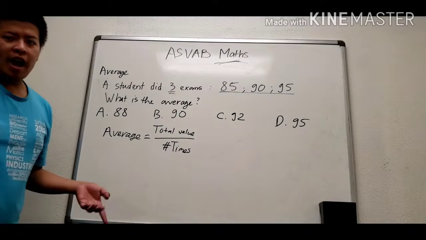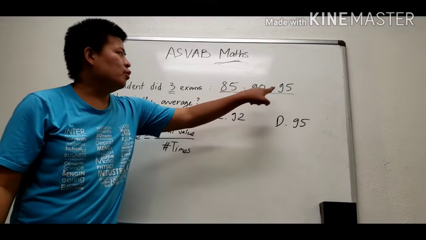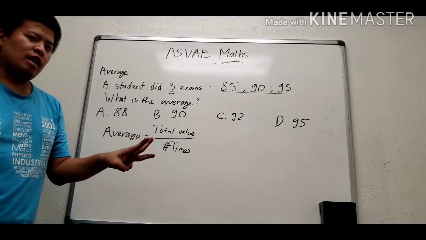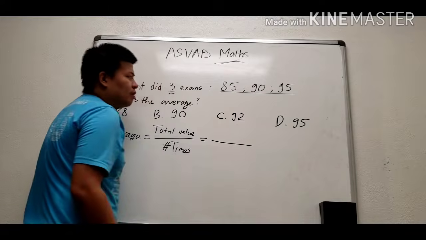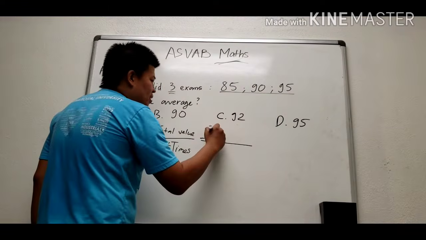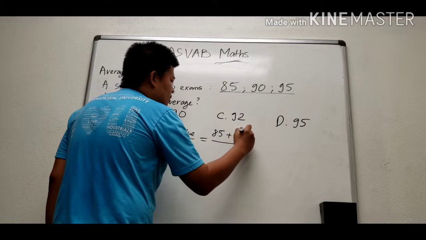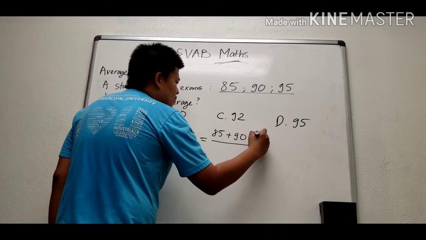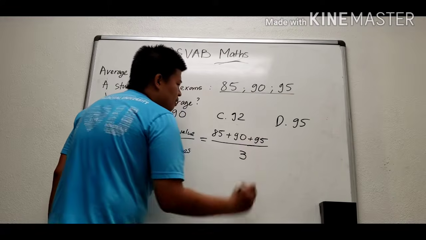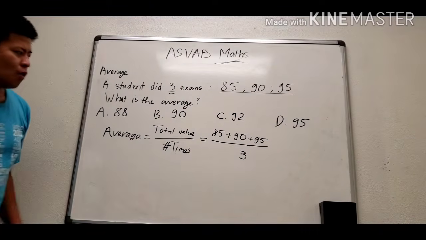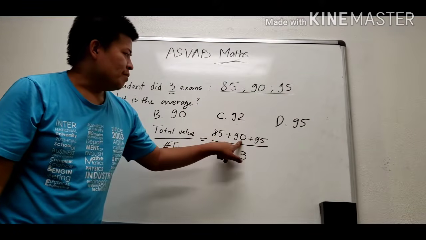Total time means how many times they appear in here. We have 1, 2, 3. There are 3 times. So we input in here: 85 plus 90 plus 95, divided by 3. Why? There are 3 because we have 3 exams in here.